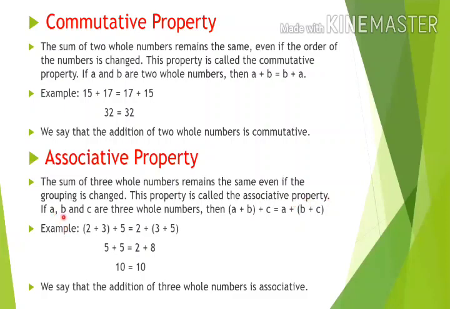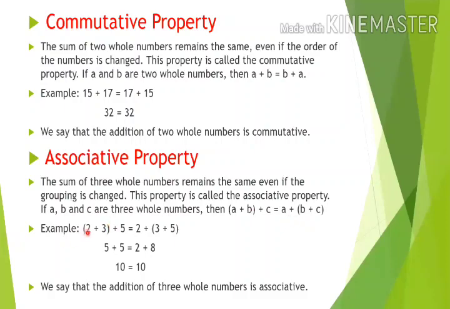Suppose A, B and C are three whole numbers, then A plus B plus C. Here the first grouping is done of A and B. A plus B is taken as one group. To that we add C, which gives A plus B plus C. And in the second case, B and C are grouped together.